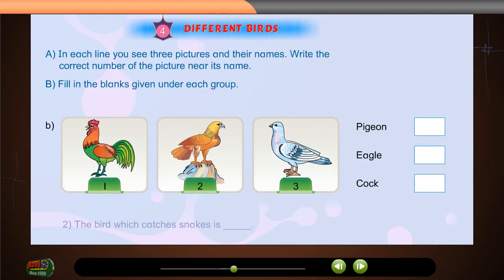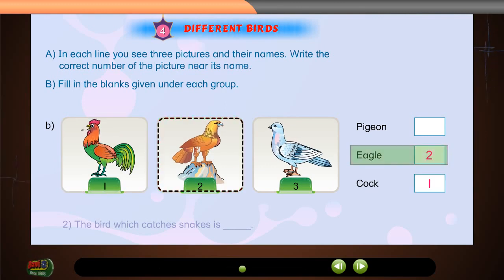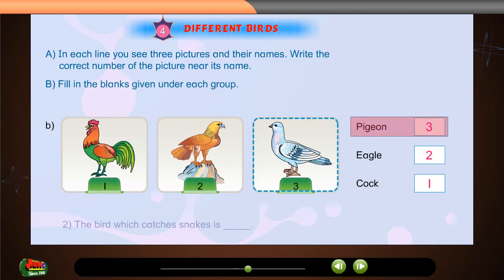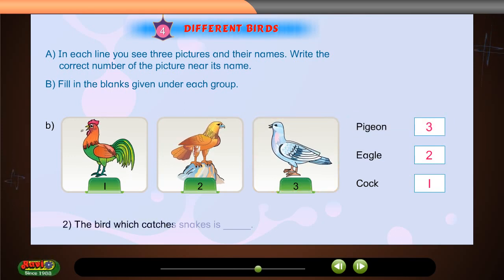B. 1. Cock. 2. Eagle. 3. Pigeon. 2. The bird which catches snakes is eagle.